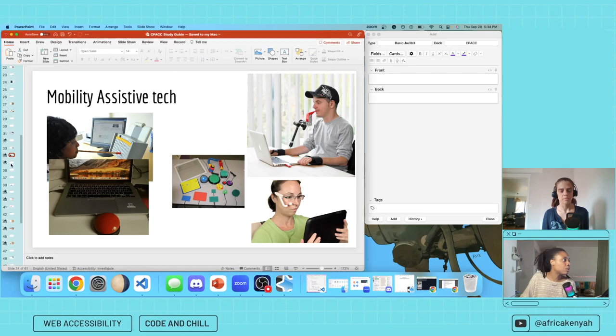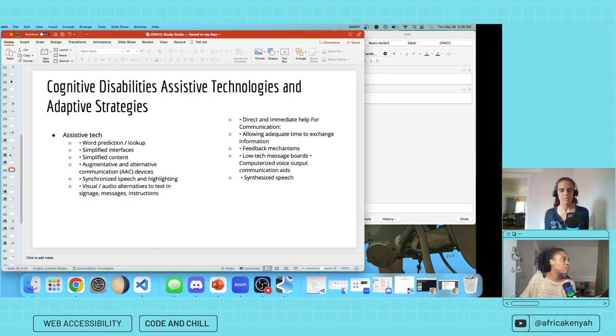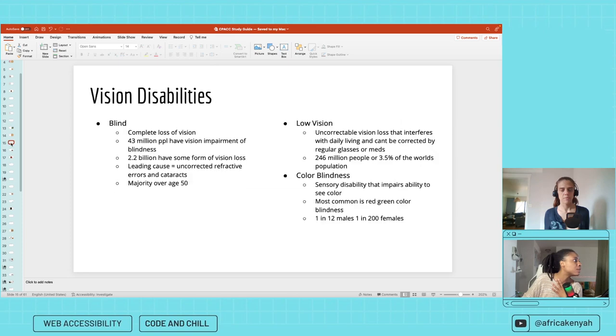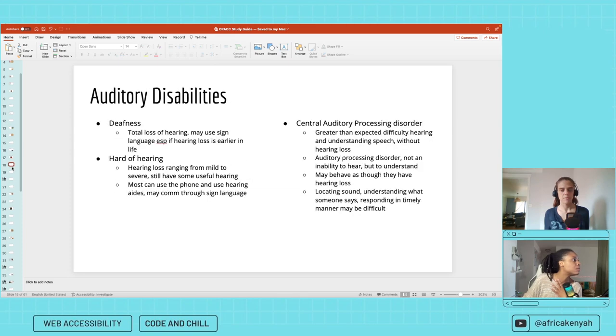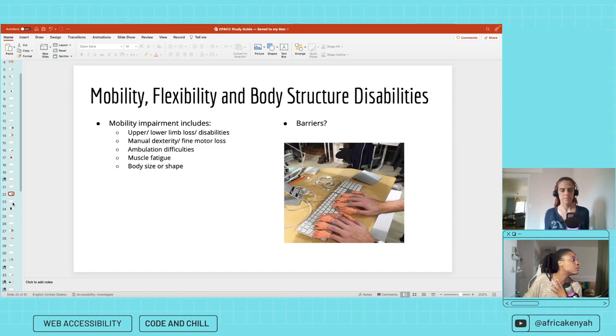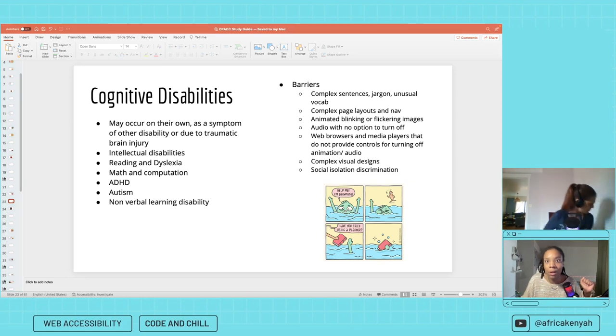All right, so we're going to go on to cognitive disabilities, which means we have to go back up to find that. All right, cognitive disabilities. And where did my OBS go? Oh no.